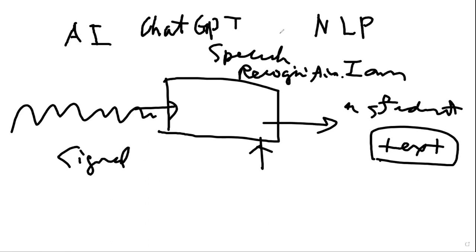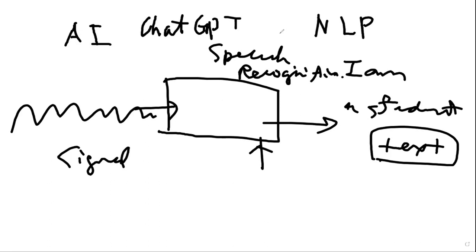I'm not sure what you're asking. Sorry. Left side is a signal. I'm talking about AI, ChatGPT, right? And we are talking about natural language processing. If you go for AI research, right? Let's talk about just speech recognition. You know speech recognition, right?